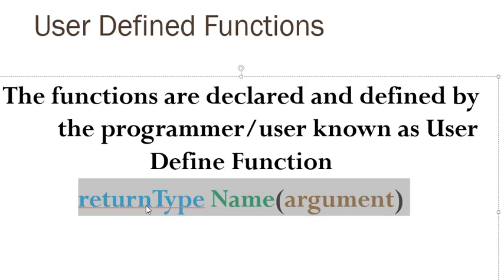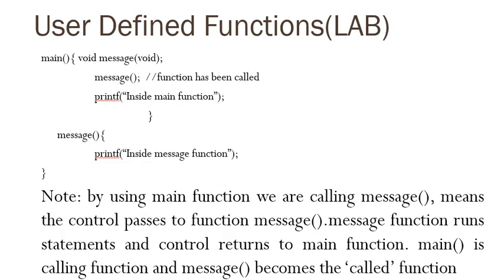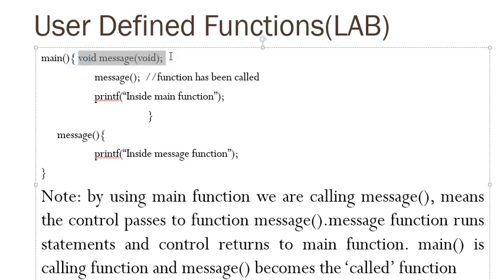In any C language program, when we implement a user-defined function, there are three principles. Number one, a user-defined function must have a prototype. Number two, it must have a definition. And it may or may not be called in the main function. Here you can see, as I told you, that a function must have a prototype and definition.